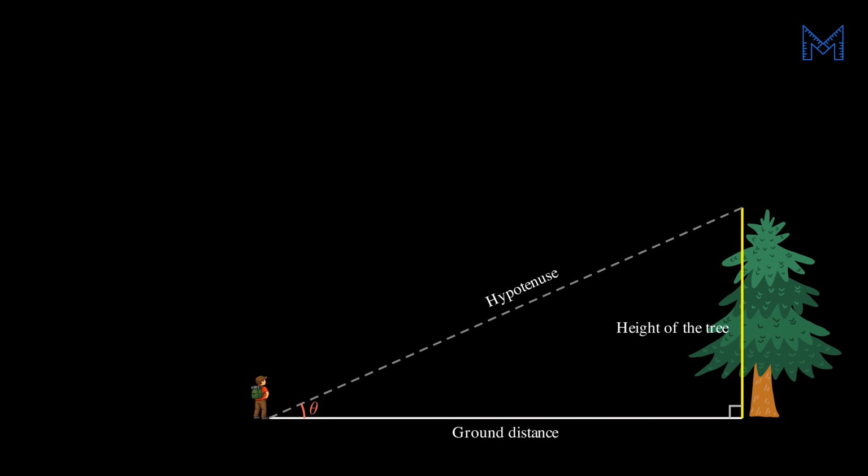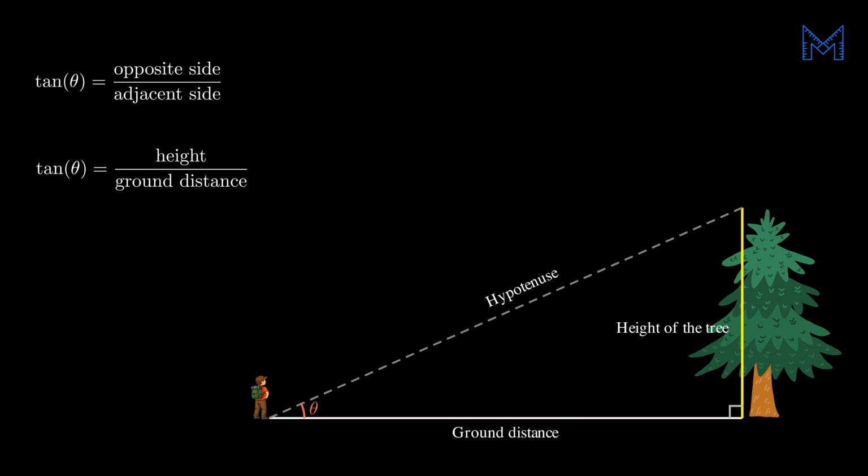And this is where tangent comes in to save us. Tangent doesn't require the hypotenuse. It directly relates the opposite side to the adjacent side. In other words, it directly relates the height to the horizontal ground distance. So, the tangent of theta equals the height divided by the ground distance. Therefore, if we isolate what we are looking for, the height equals the ground distance multiplied by the tangent of theta. And now all the data is known.